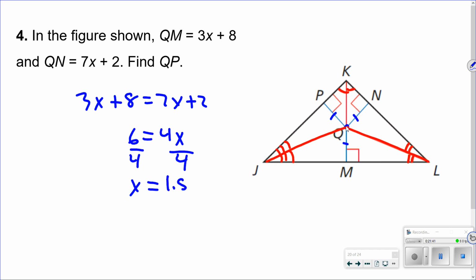And then it wants me to actually find QP. So it wants me to find out how long this one is right here. So I actually need to find out how long those segments are. Plug 1.5 back in. 3 times 1.5 is 4.5 plus 8 is 12.5. Okay, this is what that ought to come out to be.